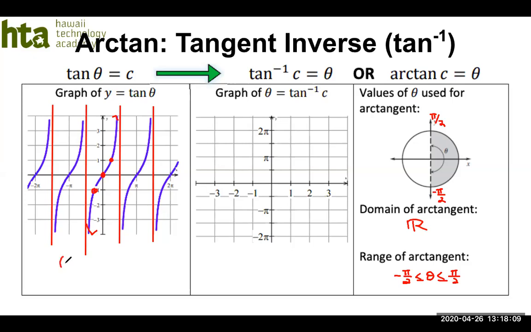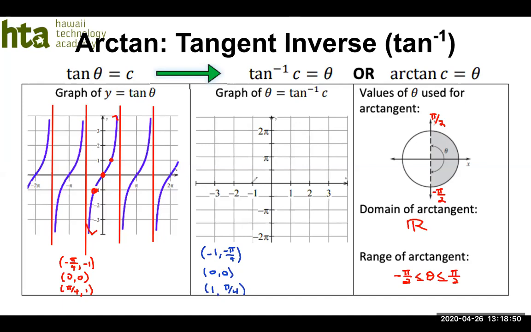And those 3 points are negative pi over 4, negative 1, 0, 0, and positive pi over 4, positive 1. So those are our 3 points from the tangent graph, and we're going to inverse all of them. So our new 3 points are negative 1, negative pi over 4, 0, 0, and positive 1, positive pi over 4. So those are our new points for the tangent inverse function after we inverse all the x and y's.